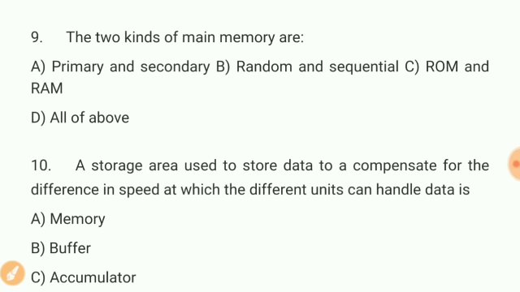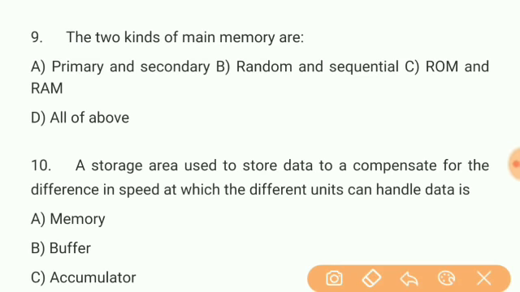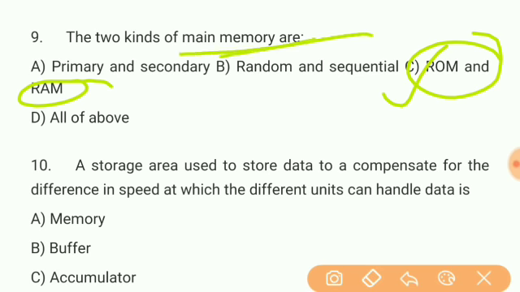Then the two kinds of main memory are. What are the two kinds of main memory? C is the correct answer, ROM and RAM: random access memory and read only memory. These two, RAM and ROM, are the two kinds of main memory of a computer.